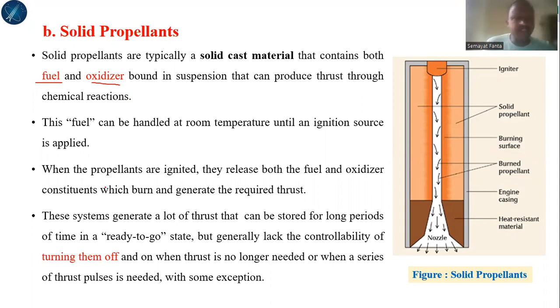Another point: when propellants are ignited, they release both fuel and oxidizer, which burn and generate the required thrust. So our intention is to get thrust. That is the aim. The system generates a lot of thrust, can be stored for a long period, and is in a ready-to-go state, but it lacks controllability. What I have said for solid propellant is that once it burns, it will not terminate, so a control mechanism is difficult in this case.